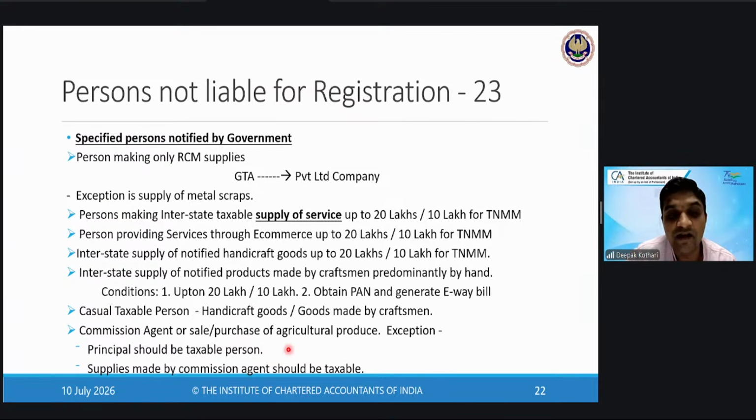Commission agent for sale or purchase of agriculture produce: there also the principal should be a taxable person and supplies made by the commission agent should be taxable. Only in that case, the person who has told him to take care of the agriculture produce will be liable. Otherwise, it is not required.